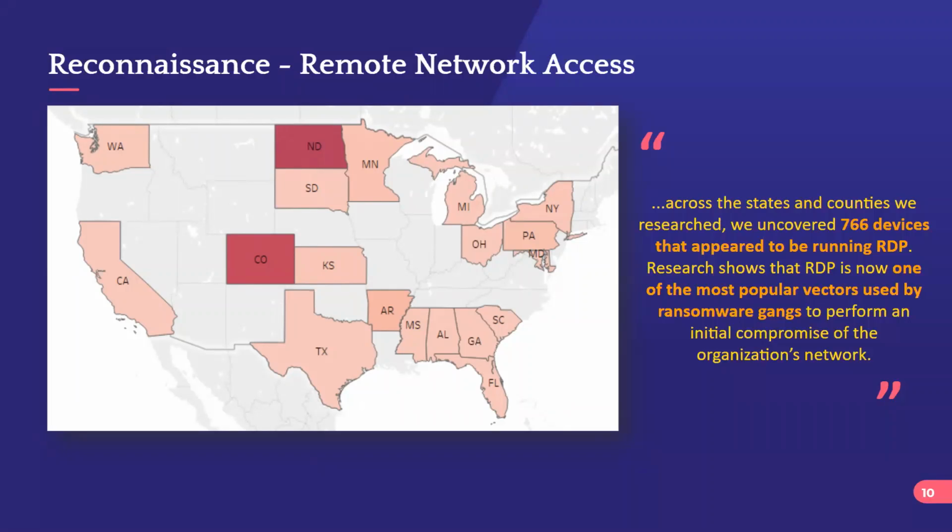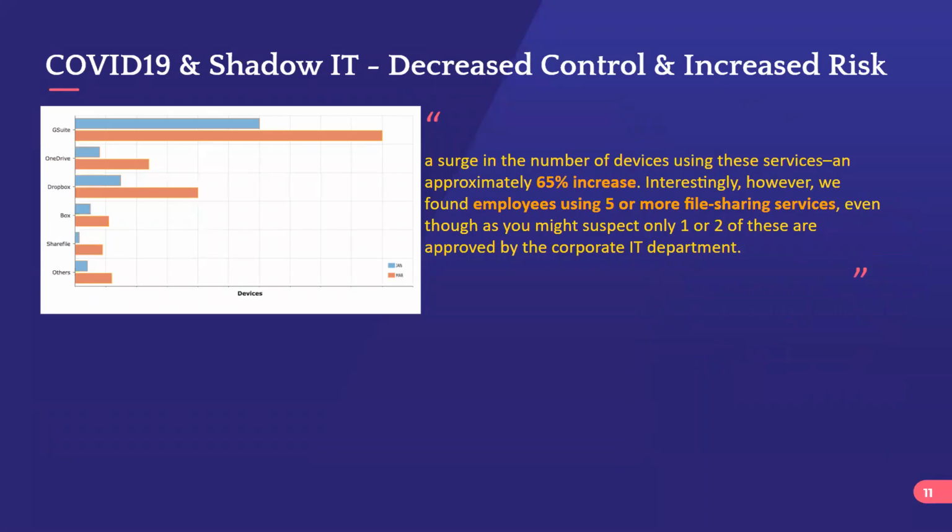So adversaries are also learning about the new environment, the changing remote workforce, and they are changing their tactics also. So earlier this year, when COVID-19 happened, I think in the March, April timeframe, we conducted a separate research on shadow IT.